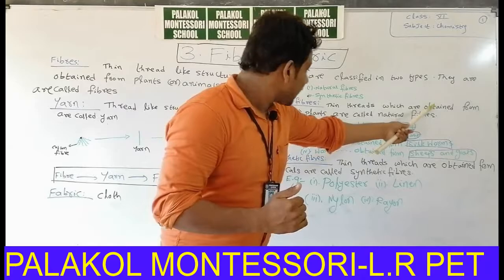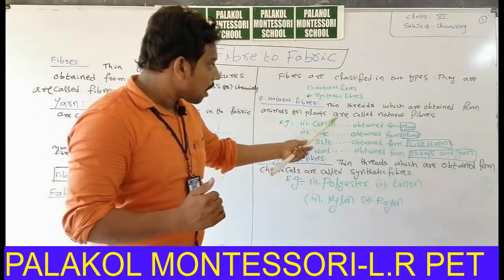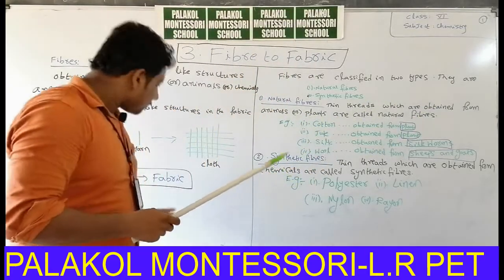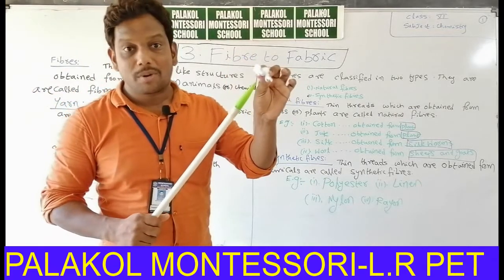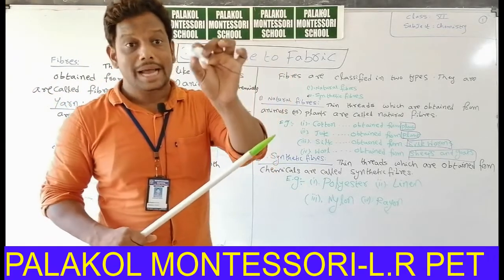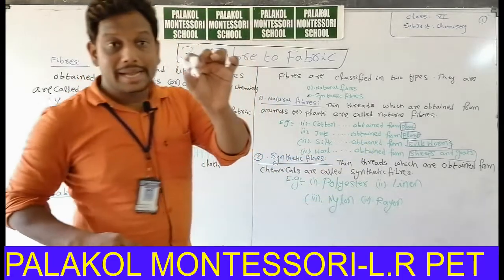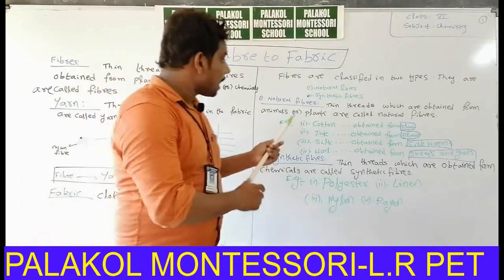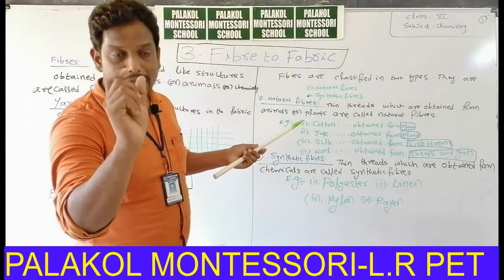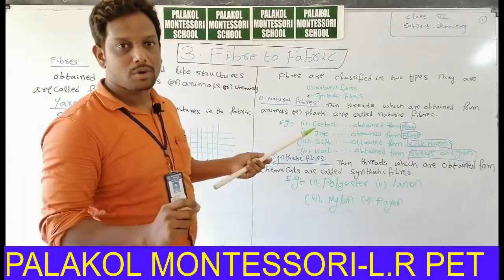Thin threads which are obtained from animals or plants are called natural fibers. Say, for example, this is an example of a natural fiber or an artificial fiber? It is an example of a natural fiber. Why? Because it is obtained from the cotton plant.